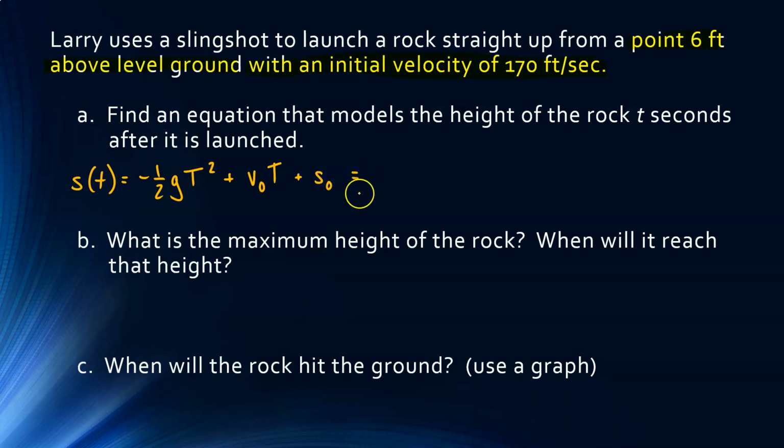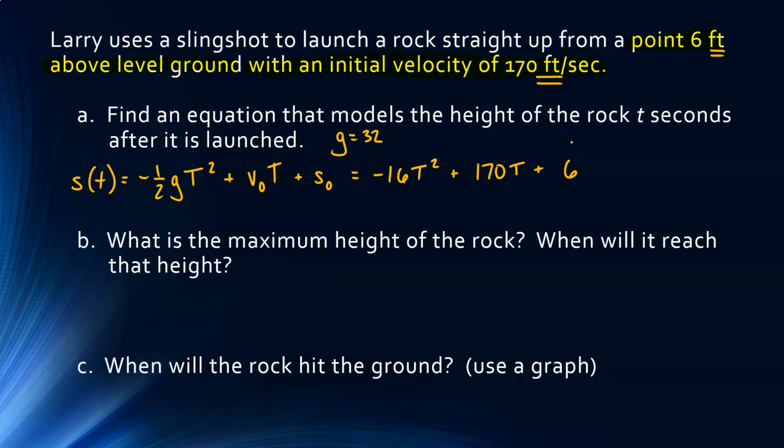So let's plug in what we know. When we look at this information, everything is in feet. So we're going to use 32 as our value for g. And so -1/2 of 32 would be -16 t squared. Plus our initial velocity, that's the 170, so it would be 170 t, plus our initial height, which was 6 feet.